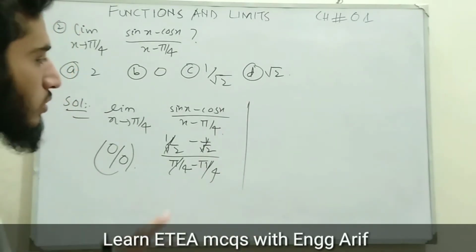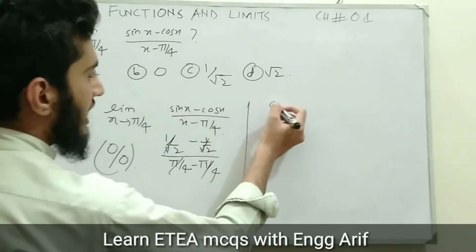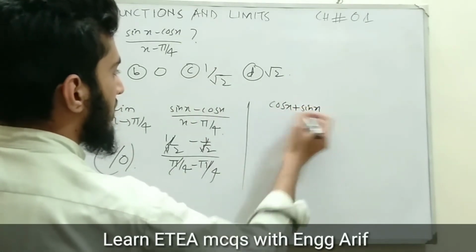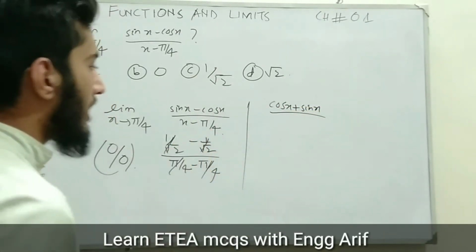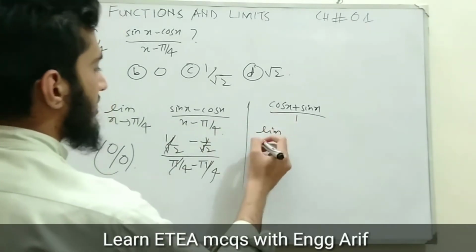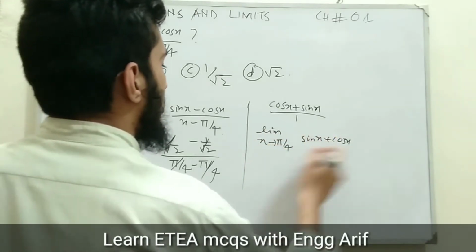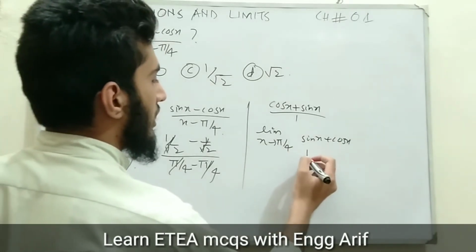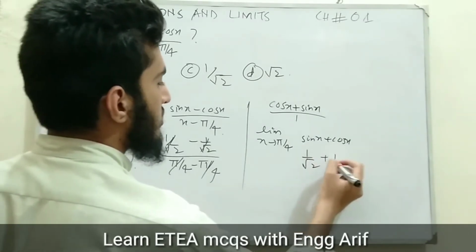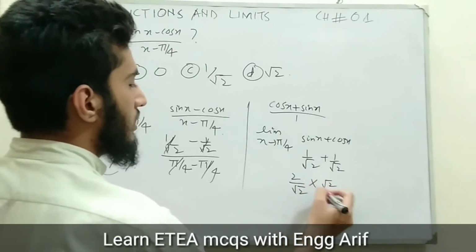In L'Hospital rule, we differentiate each and every term separately. So differentiation of sin x is cos x, differentiation of cos x is minus sin x, so it will give us plus sin x. Divided by pi by 4, which is a constant, so the derivative of a constant is 0 and the derivative of x is 1. Now we are applying the limit x approaches to pi by 4, sin x plus cos x. So putting pi by 4, it will give us 1 over under root 2, because sin 45, or pi by 4, is 1 over under root 2 and cos pi by 4 is also 1 over under root 2. So by taking LCM, it will give us 2 divided by under root 2 multiply under root 2.